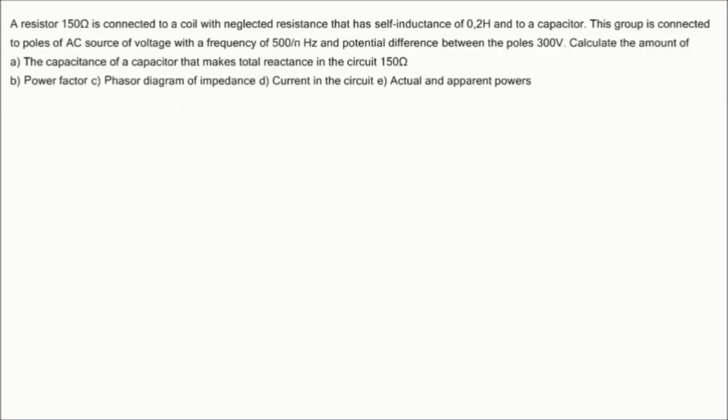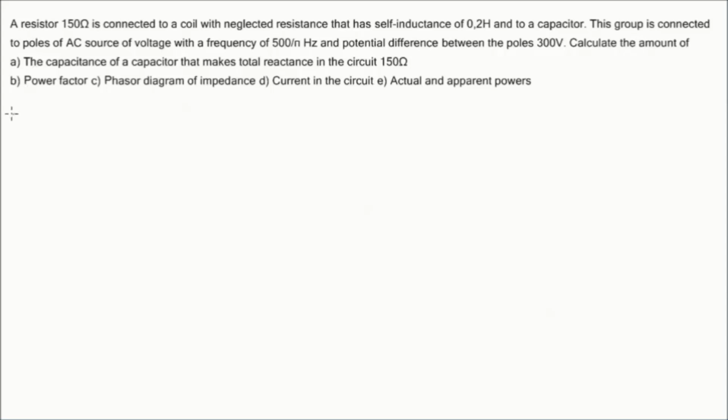A resistor of 150 ohm is connected to a coil with neglected resistance that has self-inductance of 0.2 Henry and a capacitor. The group is connected to an AC source with the frequency 500 over pi Hz and the potential difference 300 volt. Calculate A, the capacitance of the capacitor that makes the total impedance in the circuit 150 ohm.